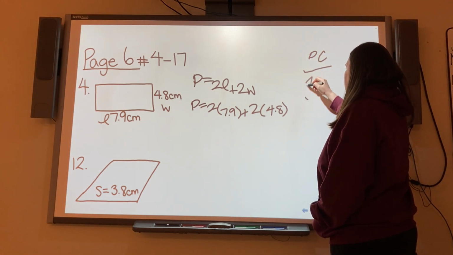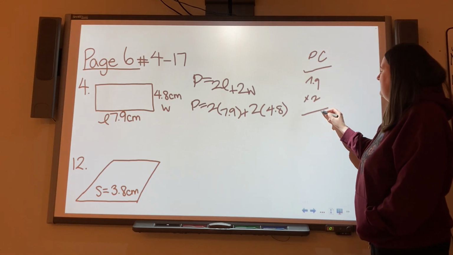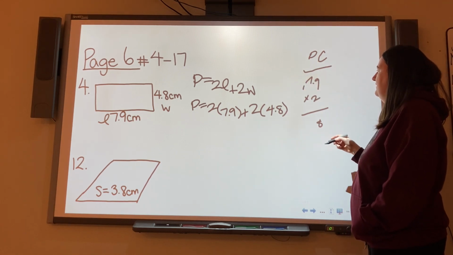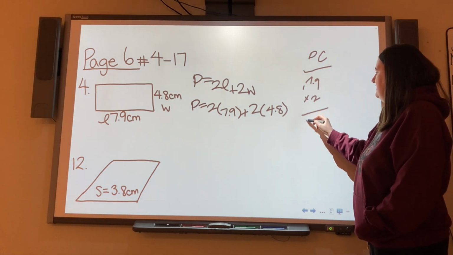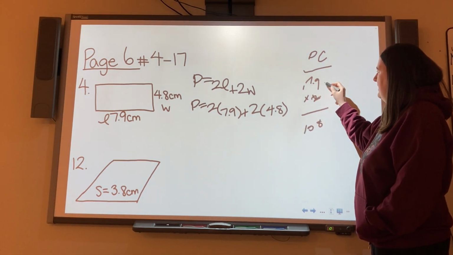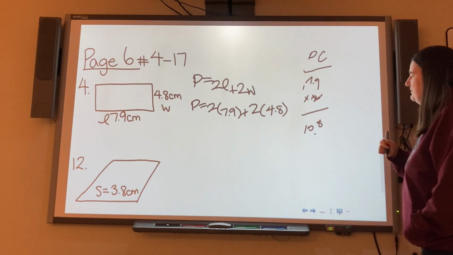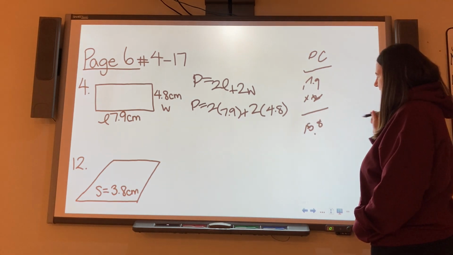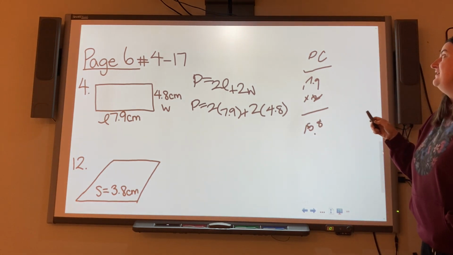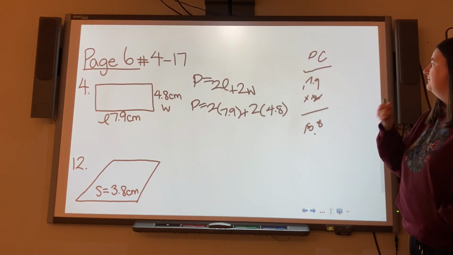7.9 times 2. 2 times 9 is 18, carry your 1. 2 times 7 is 14, plus the one that you carried is 15. You've got 1 decimal spot, so you're going to have 1 decimal spot. 15.8. That is a 5. There, that kind of looks more like a 5. Anyway, 7.9 times 2 is 15.8.